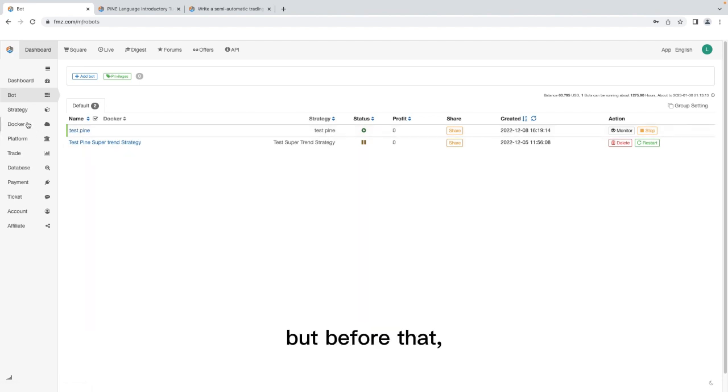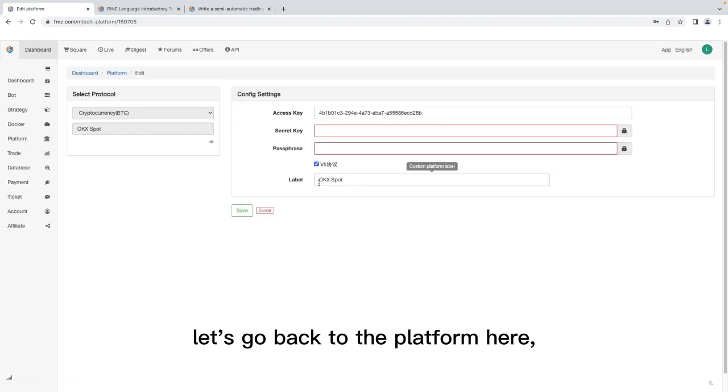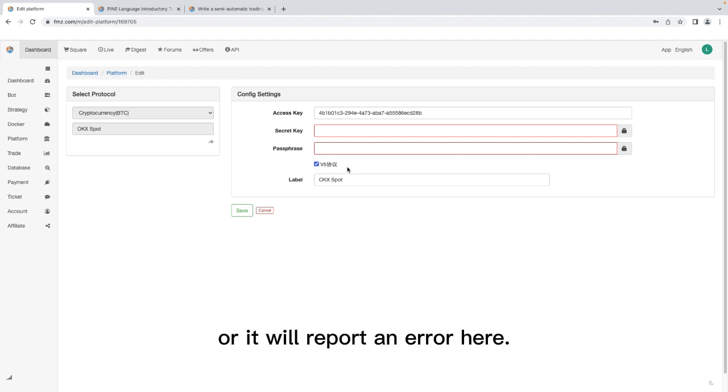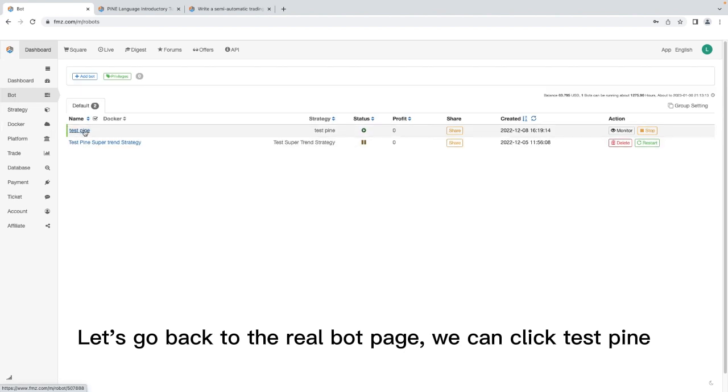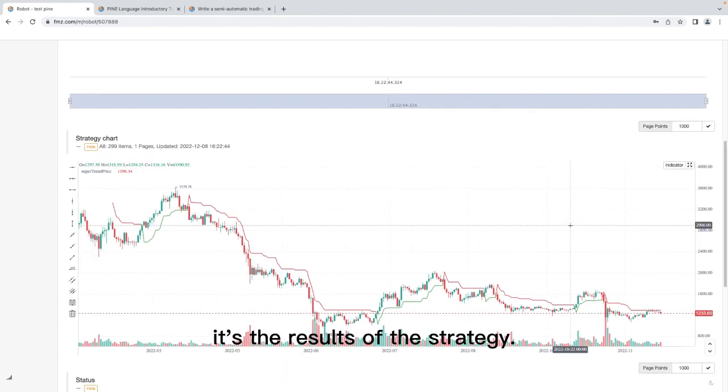But before that, let's go back to the platform. Here we forgot the V5 protocol. This must be checked or it will report an error. Let's go back to the robot page. We can click test pine. Here are the results of our strategy.